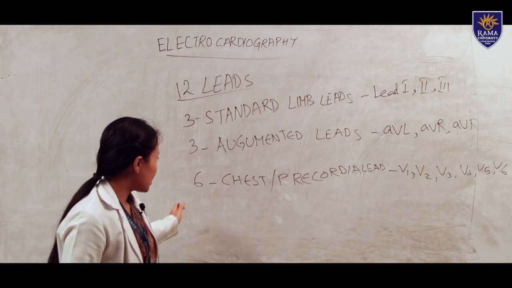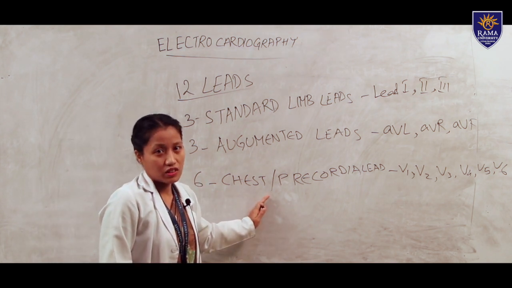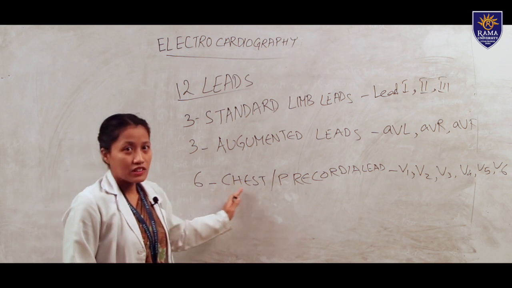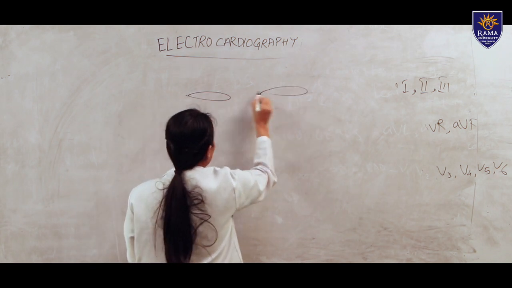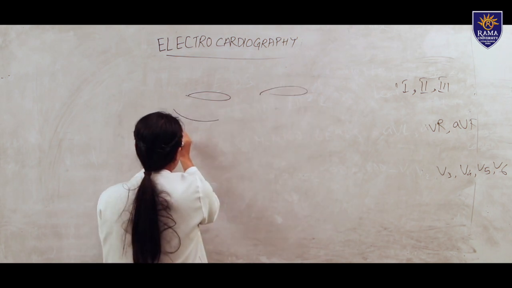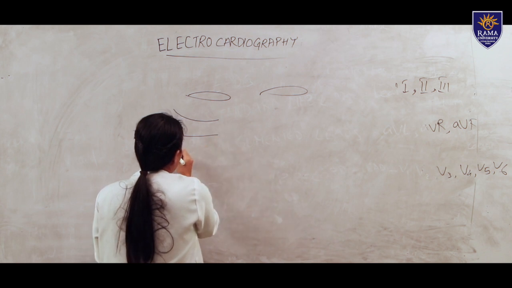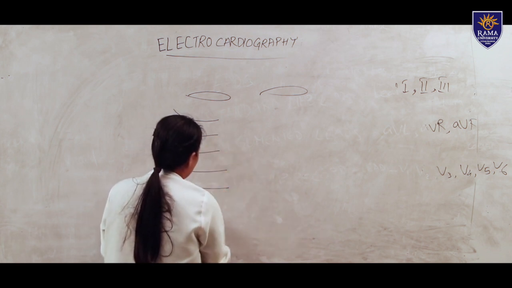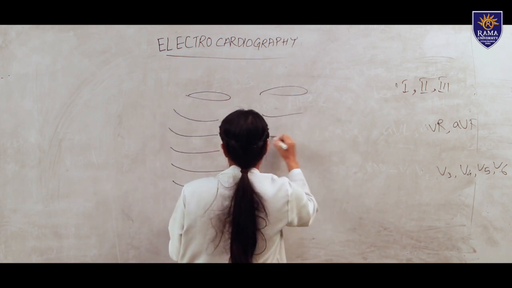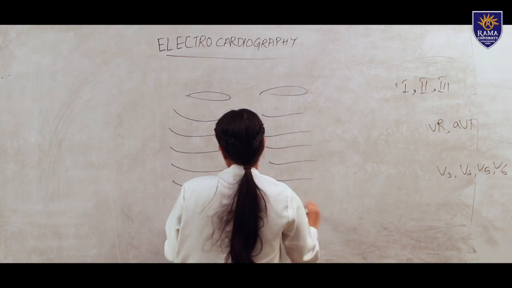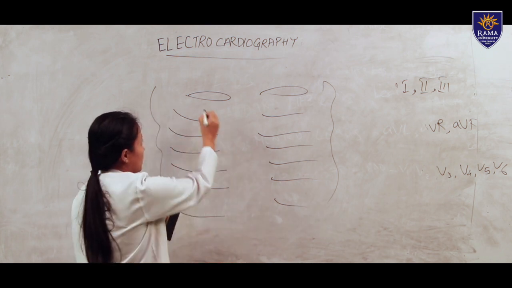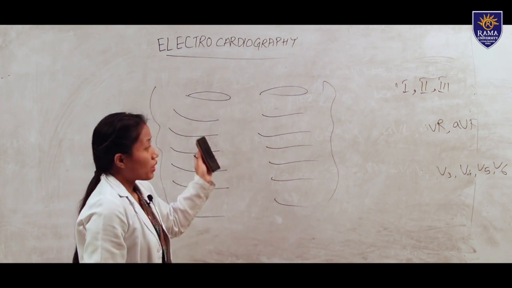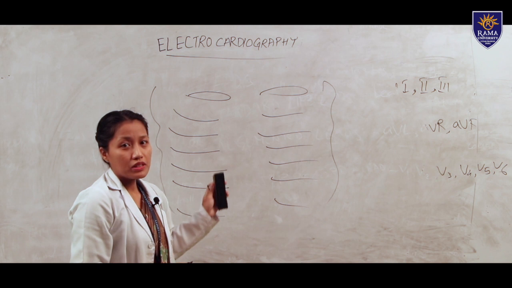So now we will see the placement of the chest leads. These 6 leads are chest leads, and we will see where they are placed. This is the clavicle and these are the ribs. This is the rib cage and this is the clavicle. So what are the 6 chest leads, and where is the placement? We will see.